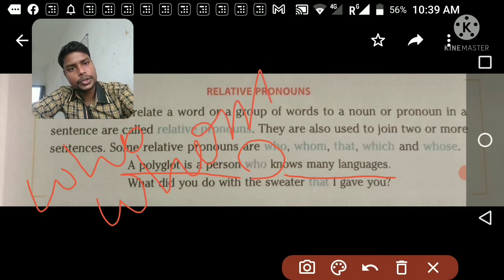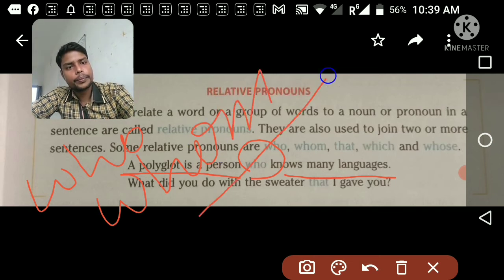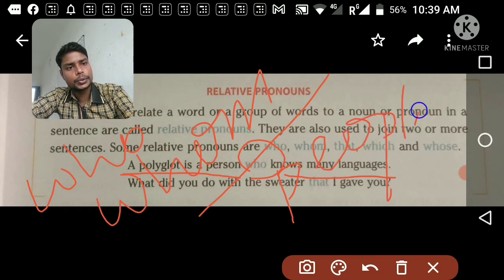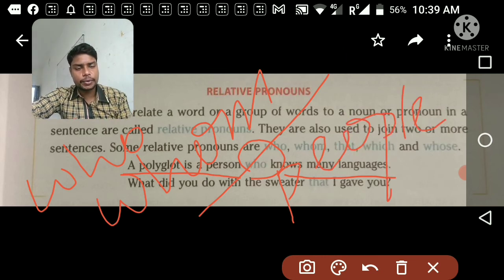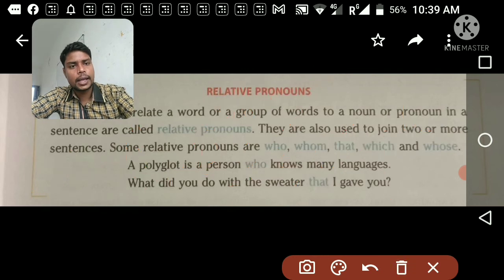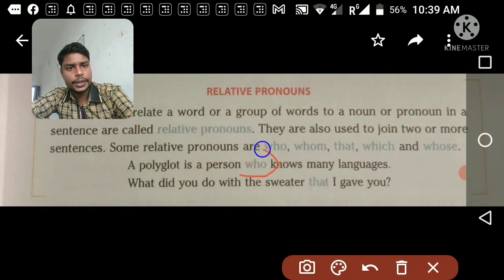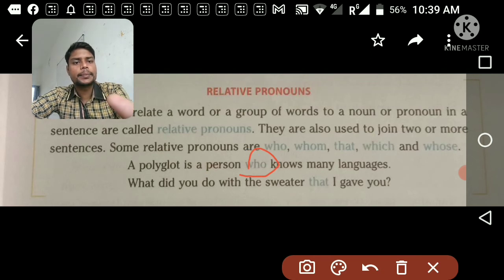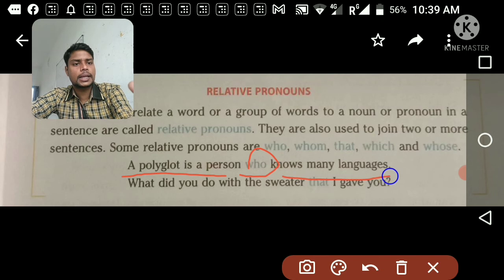They are used for people. Who and whom are used for people. Remember this. So therefore who here is a relative pronoun, because it relates this part of the sentence to this part of the sentence. It does the work of relating, therefore it is called a relative pronoun.